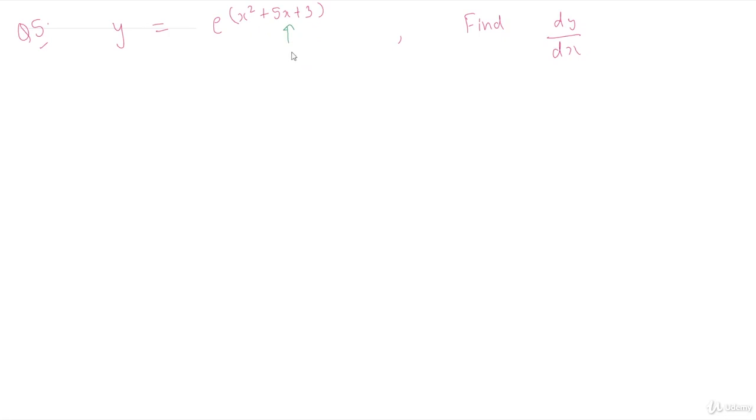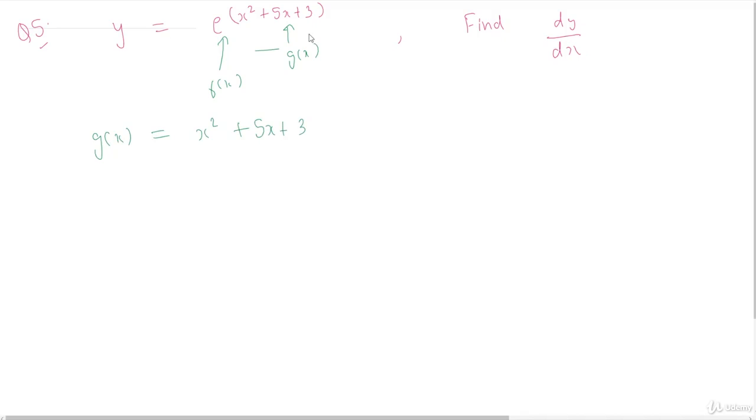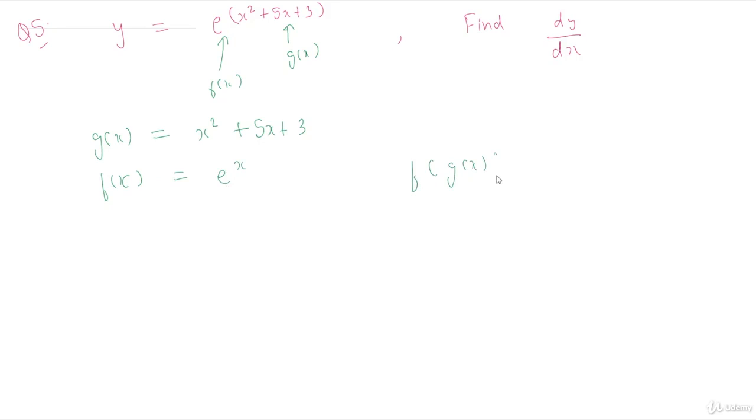Here this is the inner function g of x and this is the outer function f of x. Let's write it separately: g of x is equal to x square plus 5x plus 3, and the outer function f of x is equal to e to the power x. If we plug in g of x in place of x in f of x, we find f of g of x is e raised to the power x square plus 5x plus 3. Now let's apply the chain rule to calculate the derivative, since we have identified f of x and g of x.